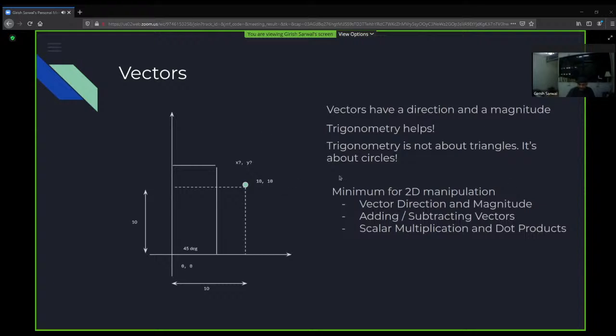The minimum things that you really need for 2D manipulation are: you need to understand what vector direction and magnitude are. You need to understand adding and subtracting vectors. You need to understand scalar multiplication and the dot product. All these things are available on the internet, and I would urge you to go and have a look. These are essentially keywords that you might want to search for on Google.